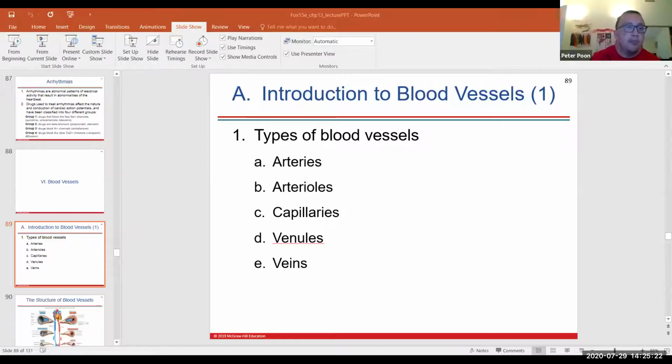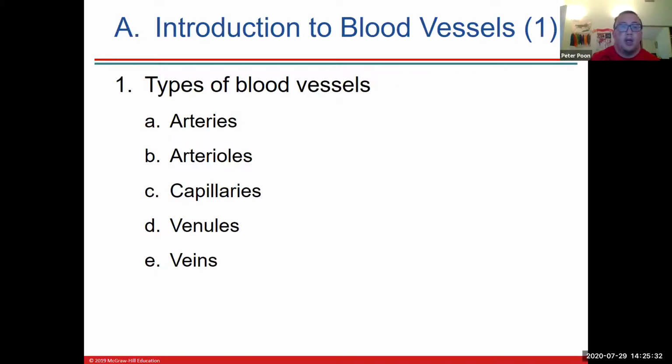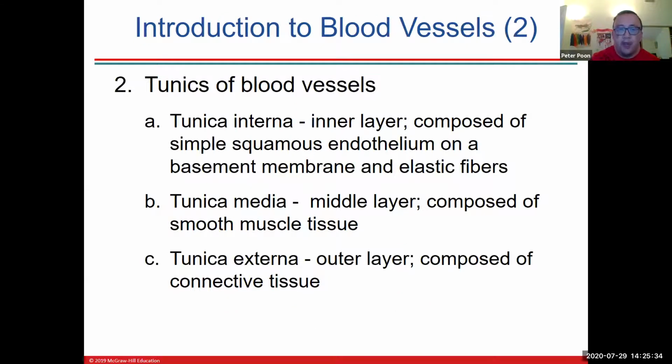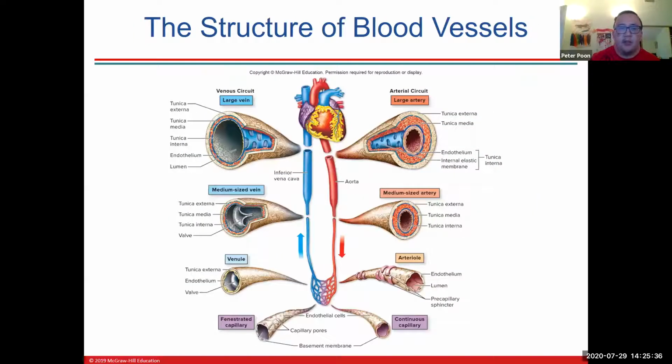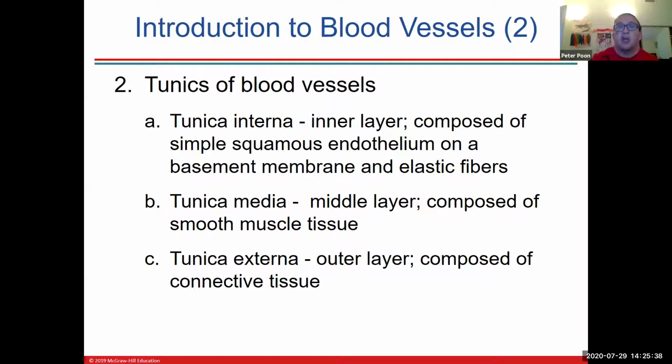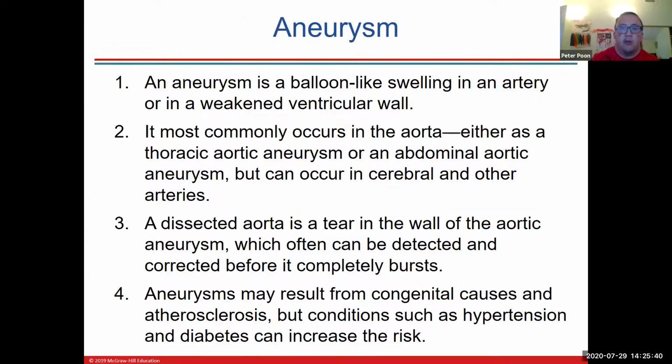All right, so part 2 of chapter 13. Okay, blood vessels. Okay, the layers and stuff of the tunics and veins. I'm sure you guys know this already, so hopefully we can move through.